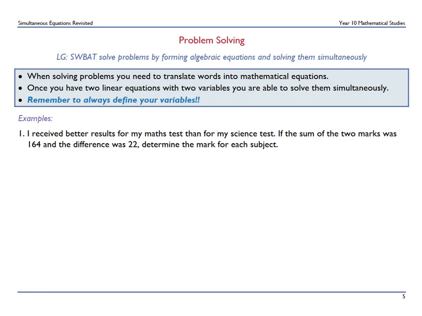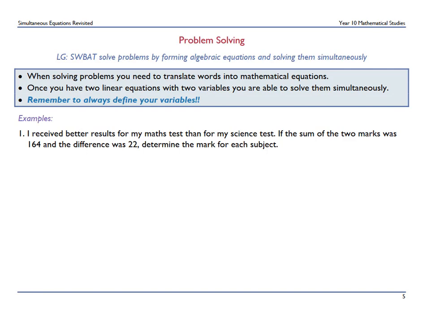Now this video reviews simultaneous equation problem solving. So our learning goal is to solve problems by forming algebraic equations and solving them simultaneously. It is not to guess and check. So when solving problems, you need to translate words into mathematical equations. Once you have two linear equations with two variables, you'll be able to solve them simultaneously. Now remember to always define your variables if they aren't.